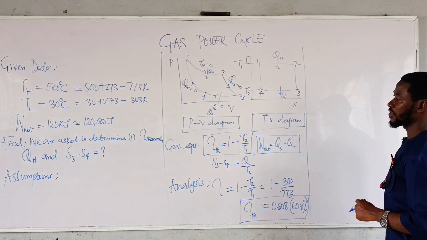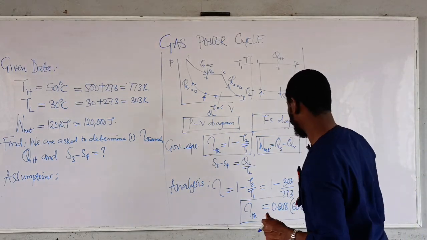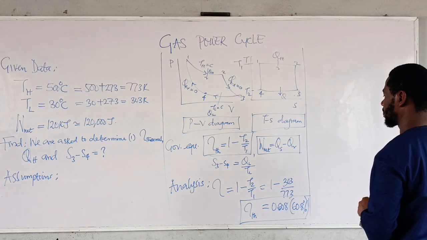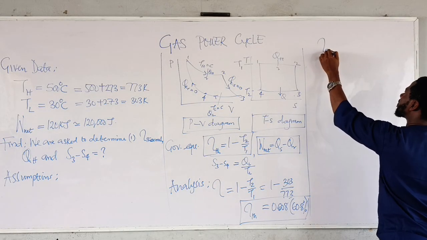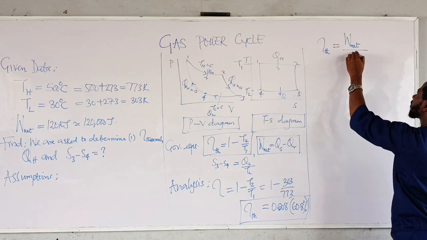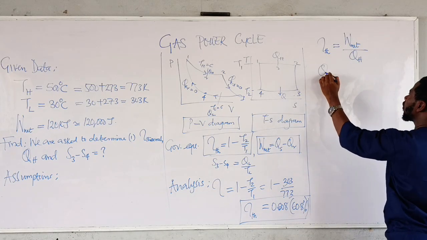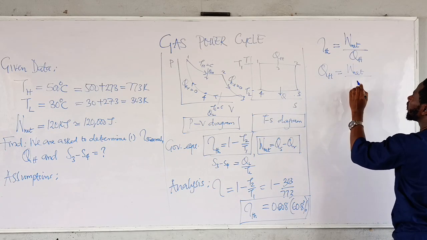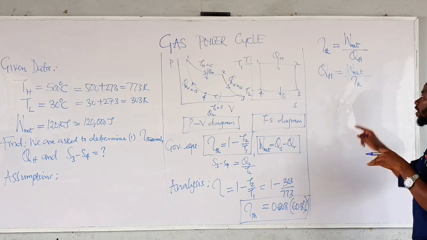The next one is to determine the heat added to the system, QH. Now, let's go. The thermal efficiency equals the net work output divided by QH. So when you make QH the subject, QH equals the net work output divided by the thermal efficiency. Now plug in the values into this equation.